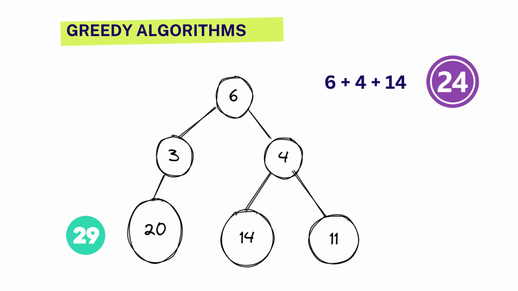Obviously, it is not the global optimum, because if you had chosen the number 3, so 6, 3, then your next node is 20. So in the whole pathway, you will get 29 if you choose 6, 3, and 20. So 6, 3, and 20 should be the global optimum. But the greedy algorithm is always based on the local optimal choice. So the greedy algorithm is simple and easy to understand, but it may not always give you the global optimum.